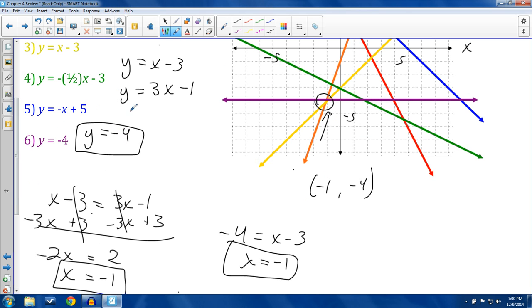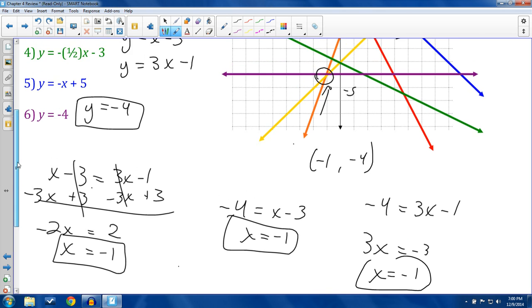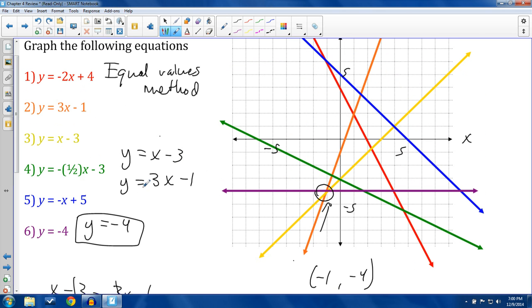Finally, I could plug in negative 4 into this equation as well. Negative 4 equals 3x minus 1. Add 1. 3x equals negative 3. Divide by 3, x equals negative 1. So you can see, you can use any equation for this one. All of these intersect. Just use equal values method. Solve for y and then plug these things in, and you're good to go.